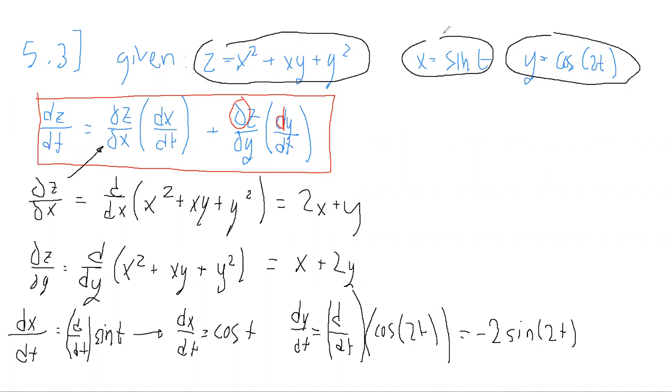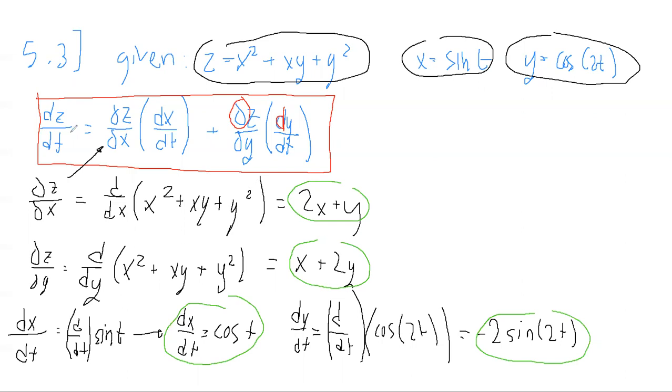So now we have 4 values that we found. We have your partial derivative of x, your partial derivative of y, your dx/dt, or your derivative of x, and then you have your derivative of y. So we have all 4 values, this one, this one, this one, and this one. All we got to do now is just plug and play. So I'm going to erase this.